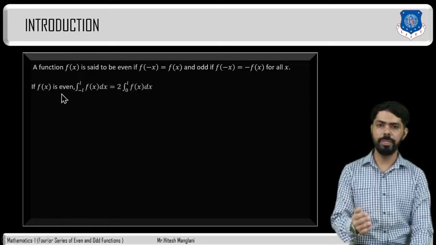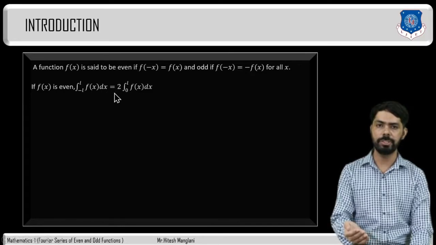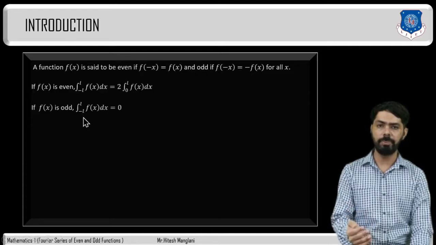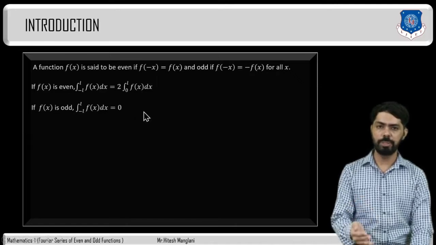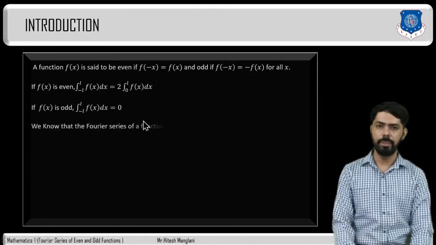Now, if the function is even, then integration from minus L to L f of x dx can be written as twice integration 0 to L f of x dx. And if the function is odd, then integration minus L to L f of x dx will be 0. So we will use these properties in the example.